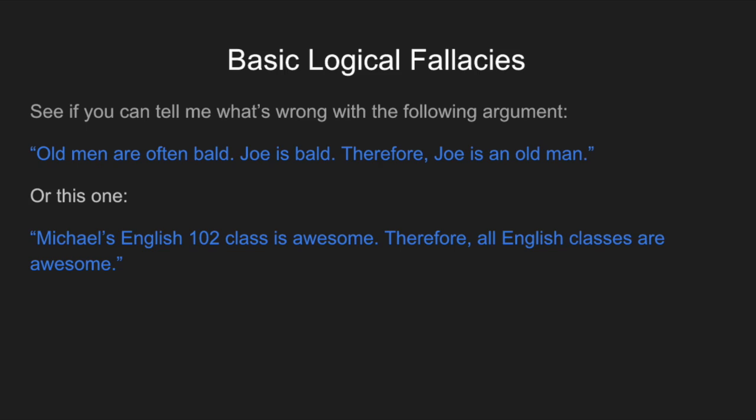So basic logical fallacies. So I've got 2 here for you to look at, and I just think about them for a second. So in blue, right, all old men are often bald. Joe is bald, therefore Joe is an old man. Well, if we think about that for a second, does it necessarily follow that just because Joe is bald, he is an old man? If we pause and think about it, we have to ask ourselves, are there occasions in which Joe could be bald and simply not an old man? Well, sure there are. There are any number of reasons why even a young person might be bald. So we've got a flaw in the argument there, right?